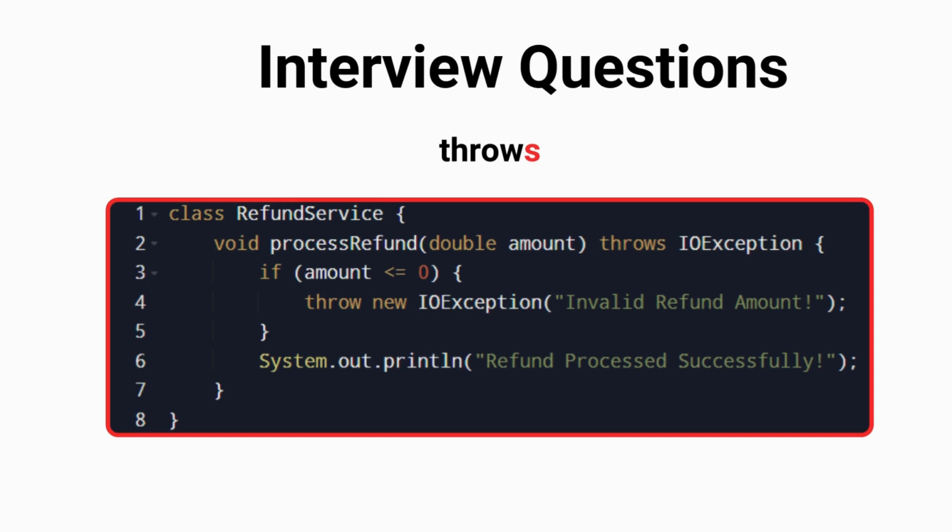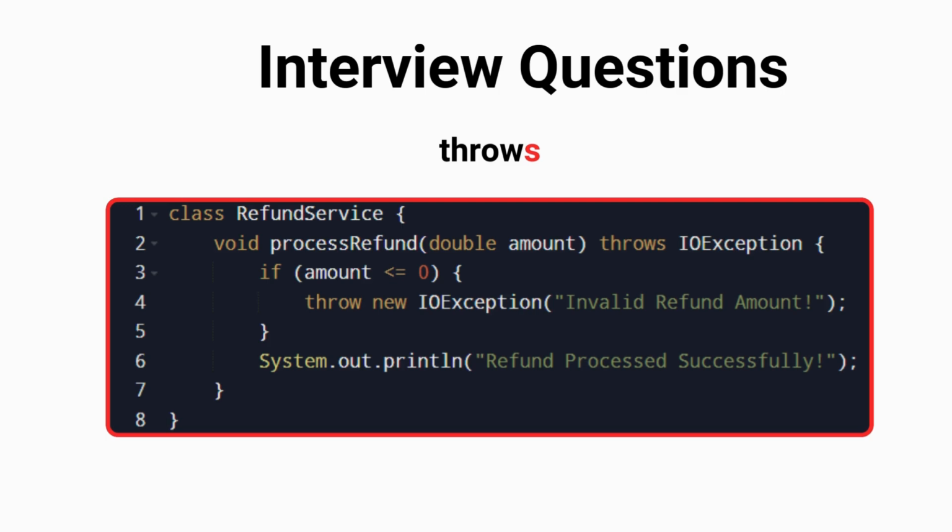Suppose we are processing a refund request where an exception might occur. So I'm having a class RefundService. Inside, I'm having a method processRefund, which has the argument amount, and I'm mentioning throws IOException in the method signature itself. Inside that I'm handling it: if amount is less than or equal to 0, I'm throwing the IOException with a message. Since IOException is a checked exception, we declare it in the method signature using throws. So this is the key difference between the throw and throws keywords.